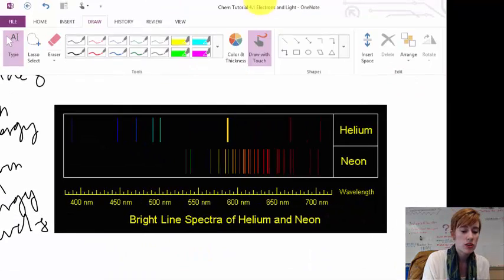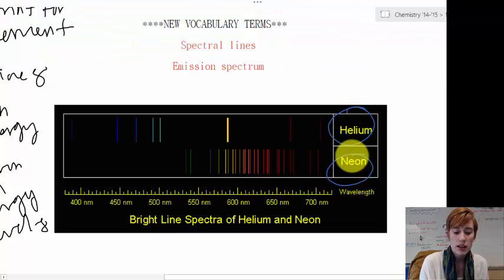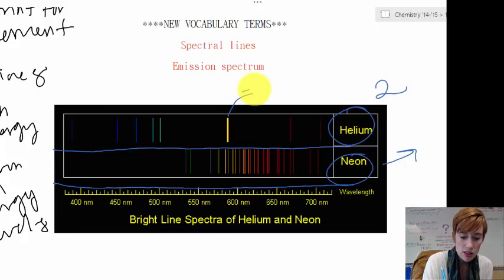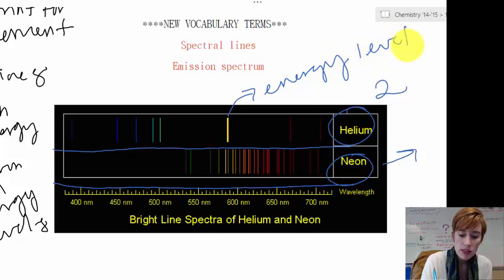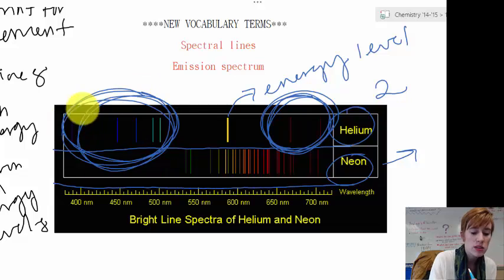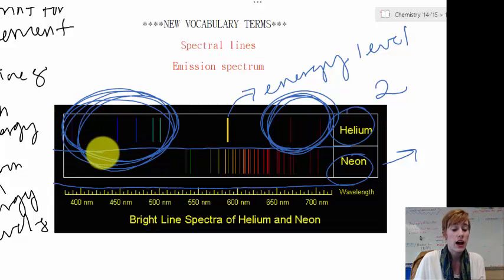This shows you the spectral lines for helium and neon. Helium, you can see, has a different spectral line than neon does. That's because helium and neon have different protons, and so they have different numbers of electrons. So what you need to know is that each of these lines represents an energy level. We know that these are lower energy levels because things with red light have lower energies. These are higher energy levels because we know that light that's violet and blue and indigo are higher energy light. Okay.